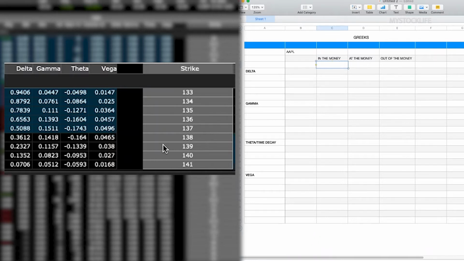In the money, anything below 137, if Apple's trading at 137. At the money would be the current stock price, 137, okay? Out of the money, anything higher than the current price. So whatever the current price is at that time, any higher strike than that is called out of the money options, okay? So what exactly is delta in options?